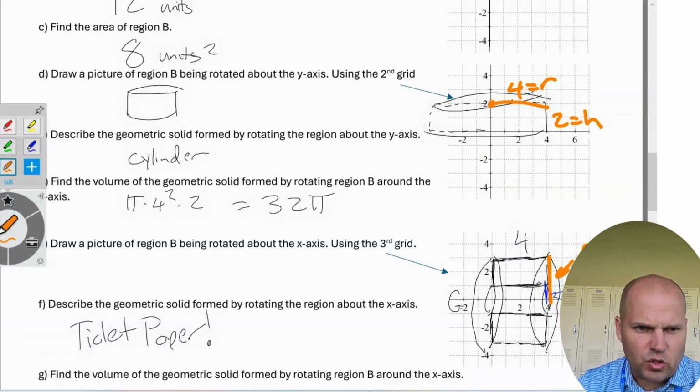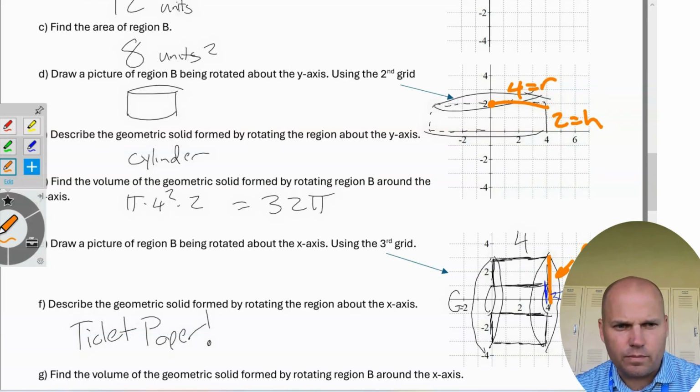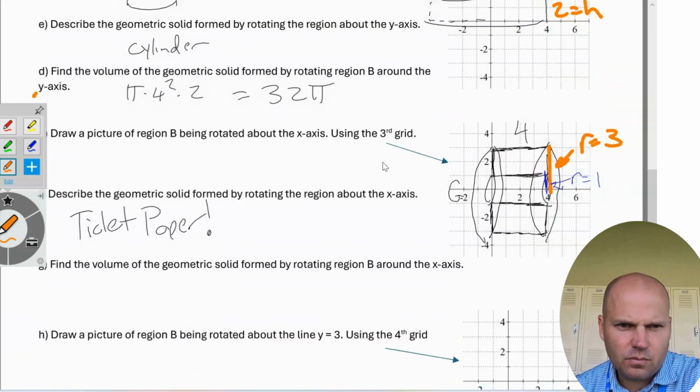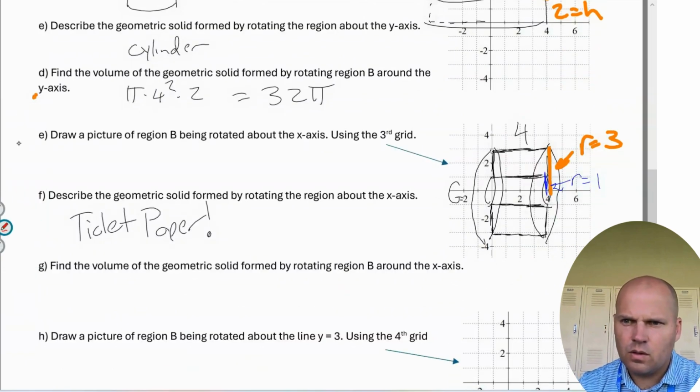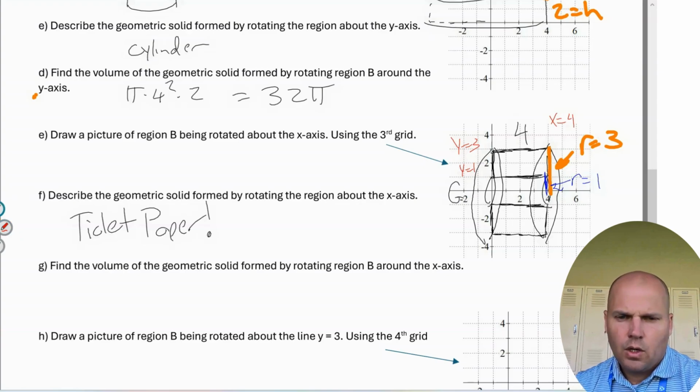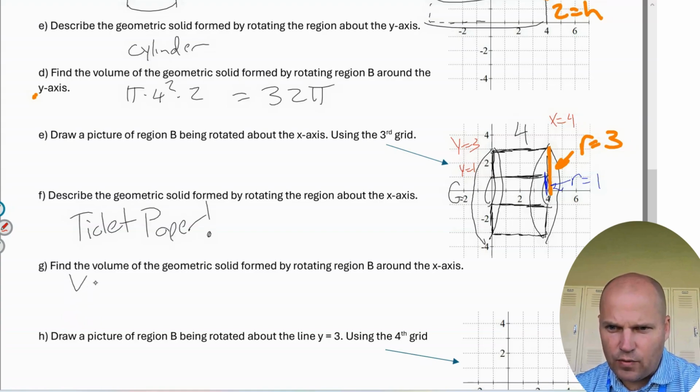This is y equals 3. This is y equals 1, which creates 3 and 1. This is still 4. Okay. All right, so I have the volume of the outer cylinder minus the volume of the hole.